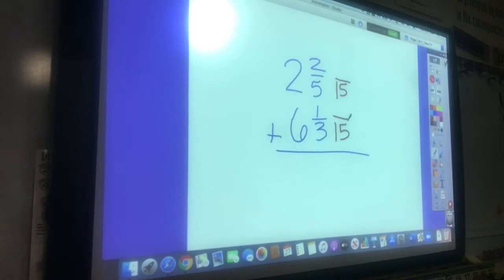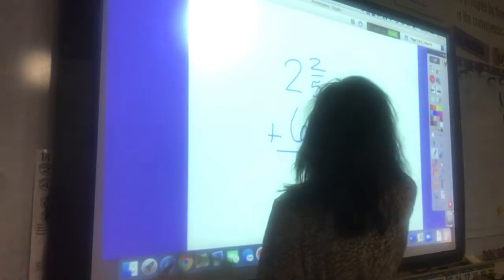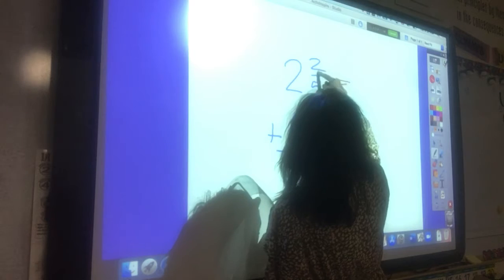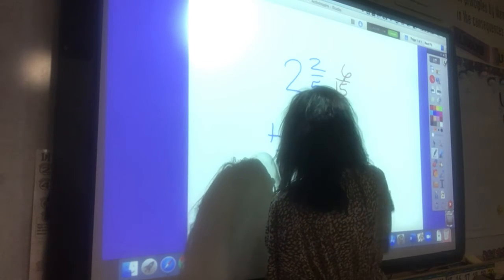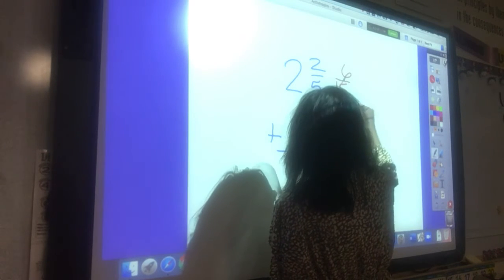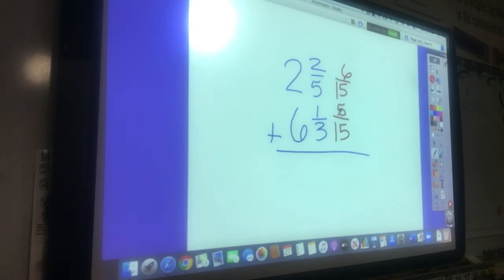So what would be missing on the top fraction? What do you do to go from 5 to 15? Do that on the top. Lex. For the top one, you do 5 times 3, so 2 times 3, 6. And then we're going to do what here? 3 times 5, so times 5, 5. Exactly. Okay, now we add.